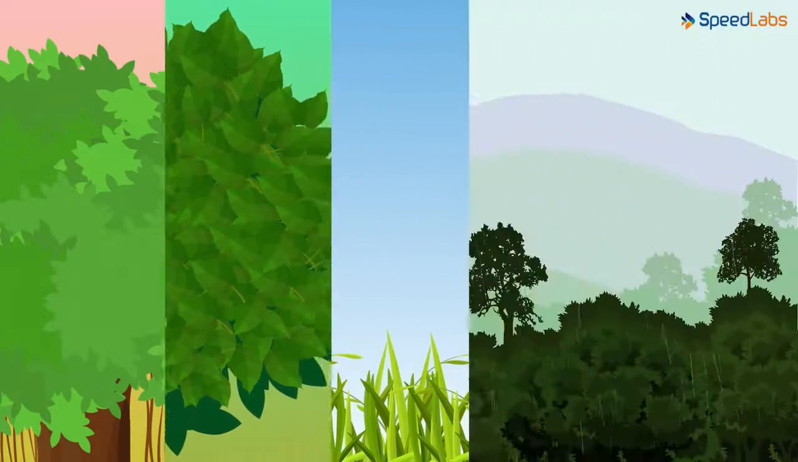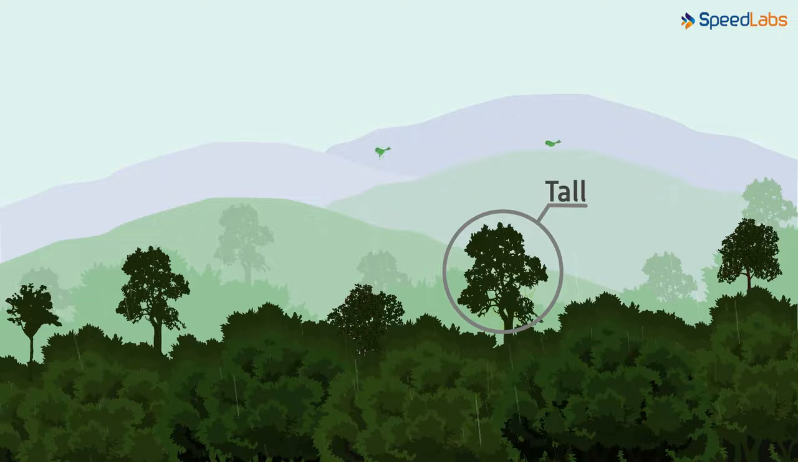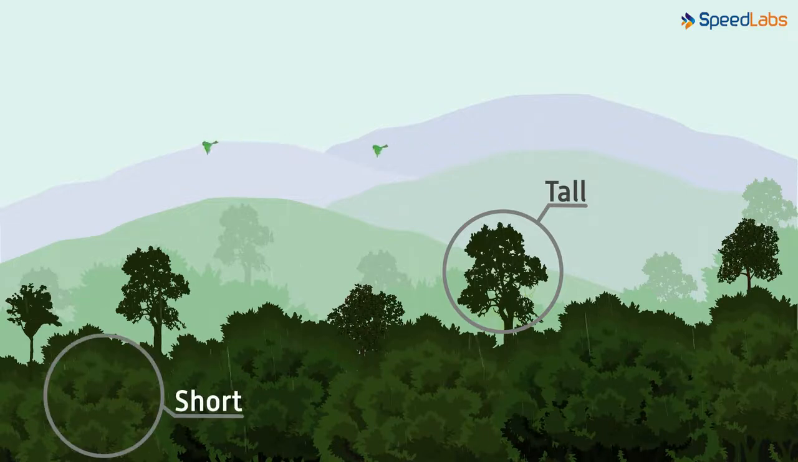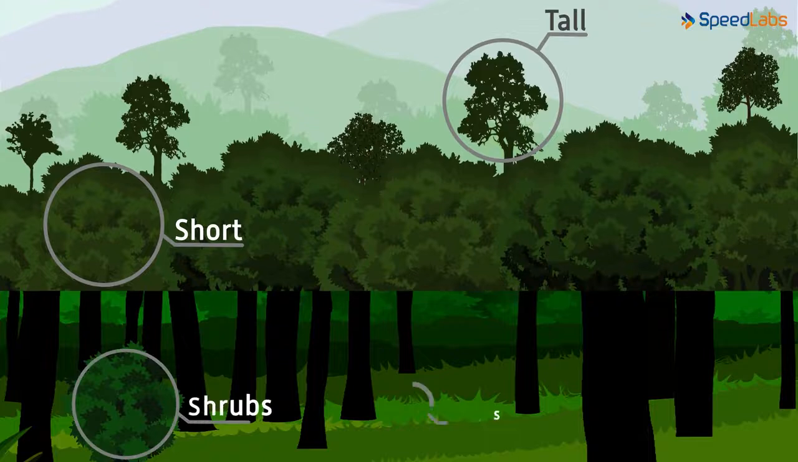This is how a typical rainforest would appear from a distance. Can you notice that some trees are very tall while others are comparatively less tall? And the lower region has smaller ones like shrubs and grass. Is this how most of the densely packed forests look? Yes, this is exactly how they look.